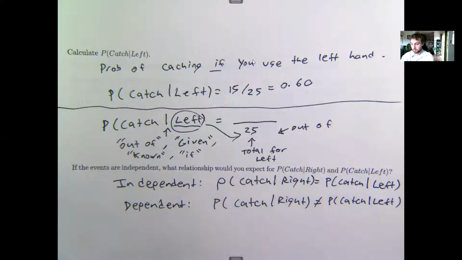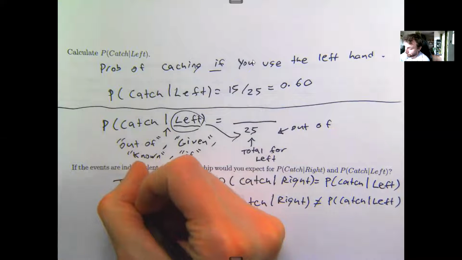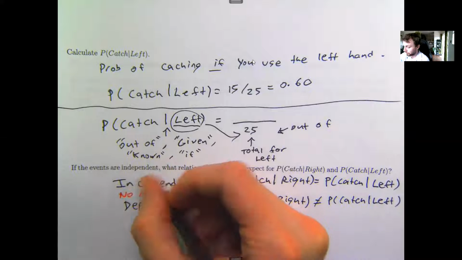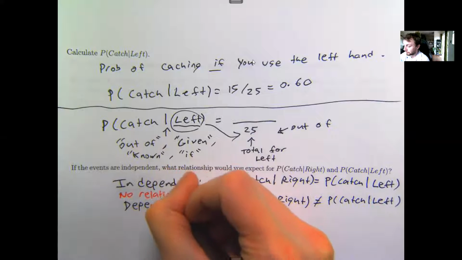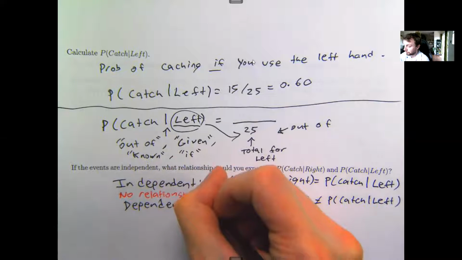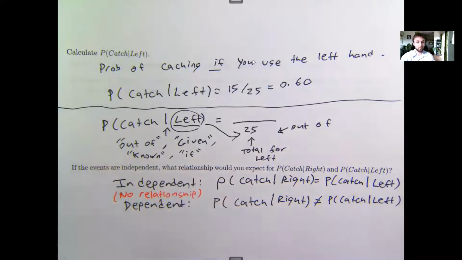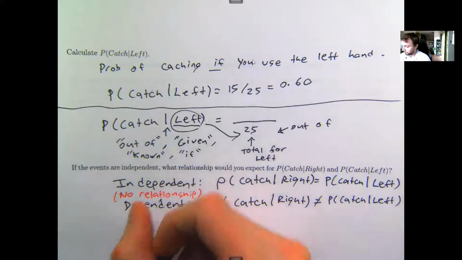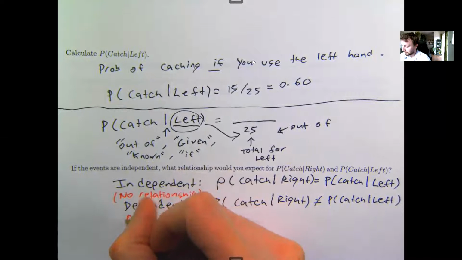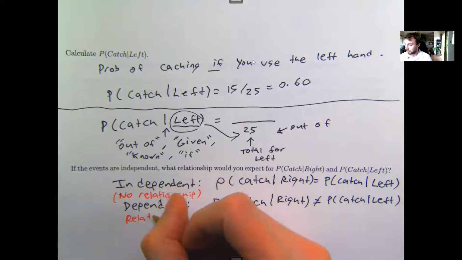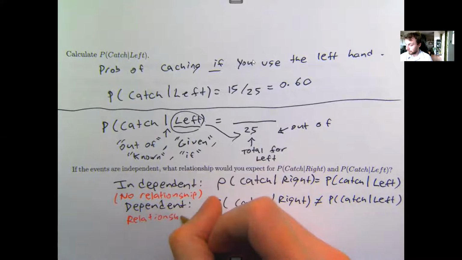Using these phrases again, if they are equal, this is telling you everything looks the same. This means there's no relationship between the variables. It doesn't matter if you use the left hand or the right hand, your catch rate remains the same. In the situation where those ratios are changing, we would say the events are dependent. And in this case, we would say there is a relationship between those variables.